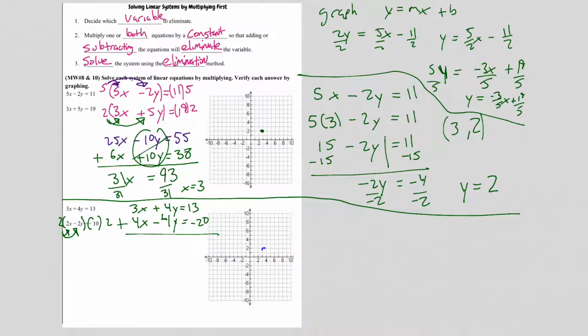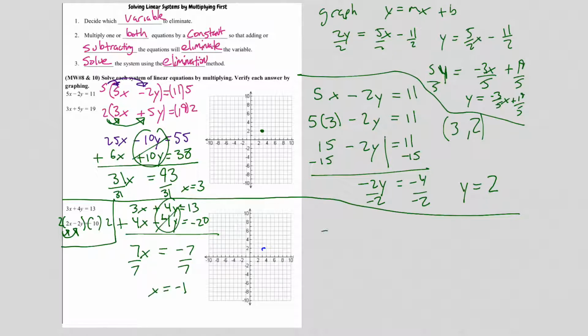Now I can add this together. 3 plus 4, 7x. This will cancel. Minus 20 and plus 13, minus 7. Divide by 7, x is equal to negative 1.